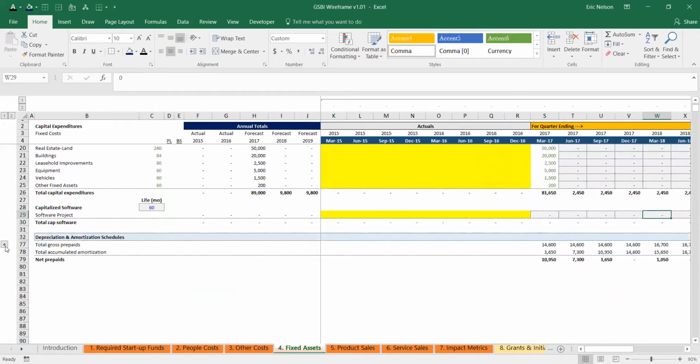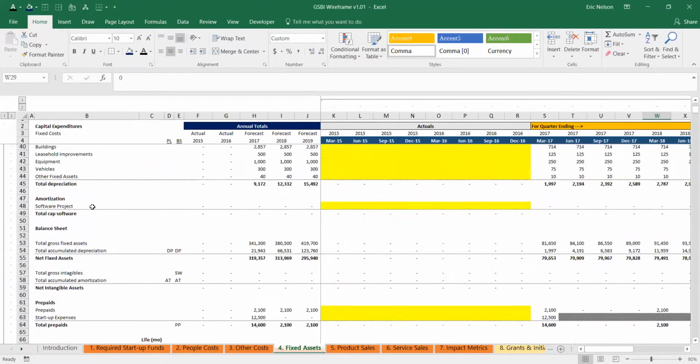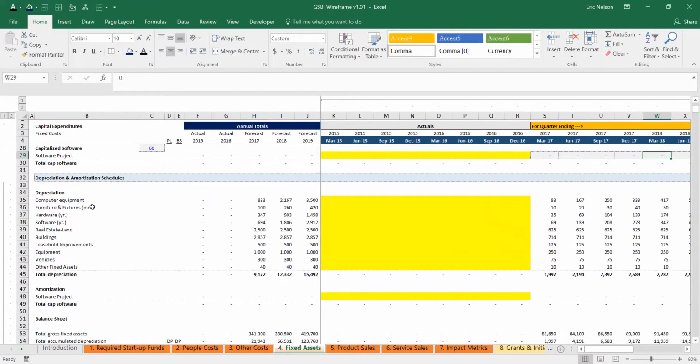Below here, you can see depreciation and amortization tables. The idea of depreciation is around the idea of revenue recognition. So the main tenet in revenue recognition is that you want to realize your costs in the same period as your revenues.